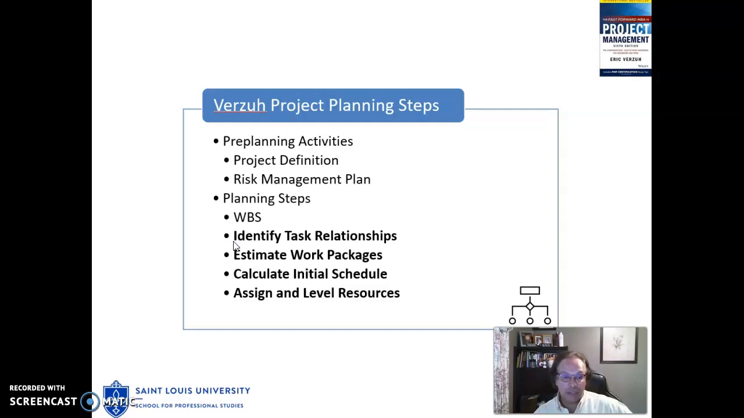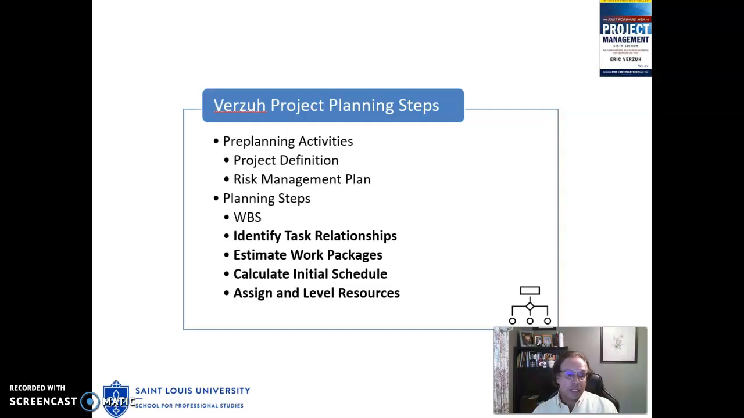Step 2, as you see here, is the identification of the task activities relationships. Basically, the successors, then the predecessors. In what sequence will your tasks take place? Number 3 is estimating work packages, and we'll touch very lightly on that this week because we will be covering estimating next week.